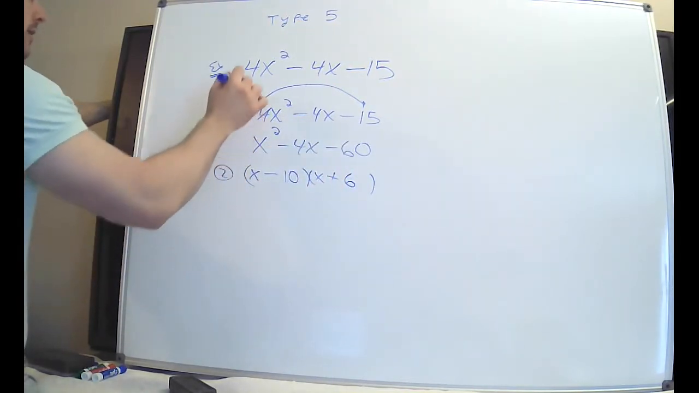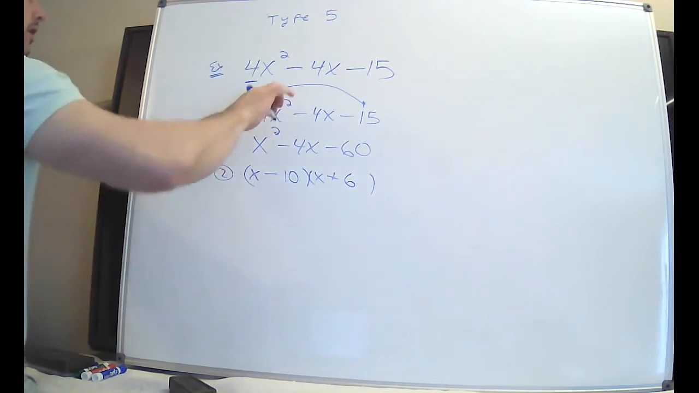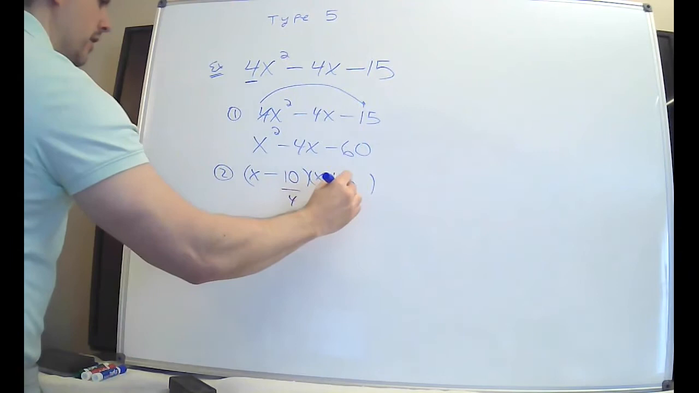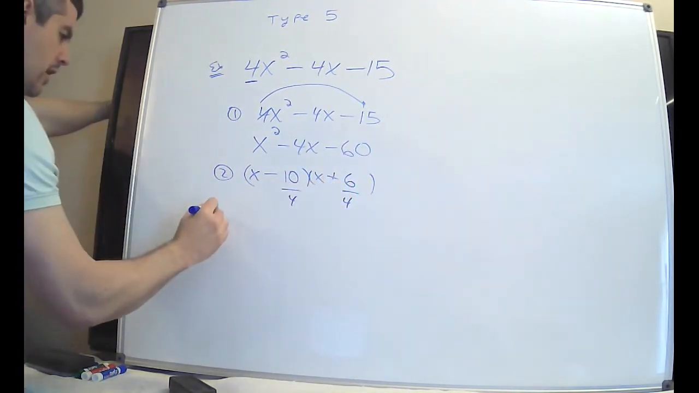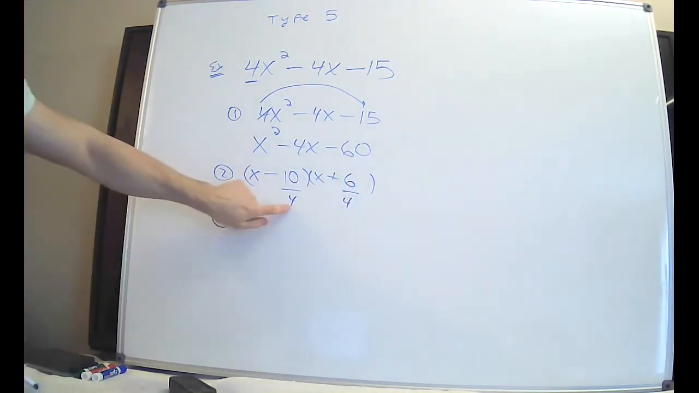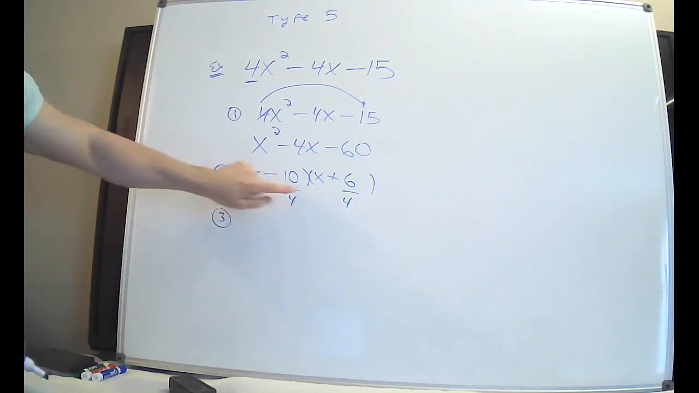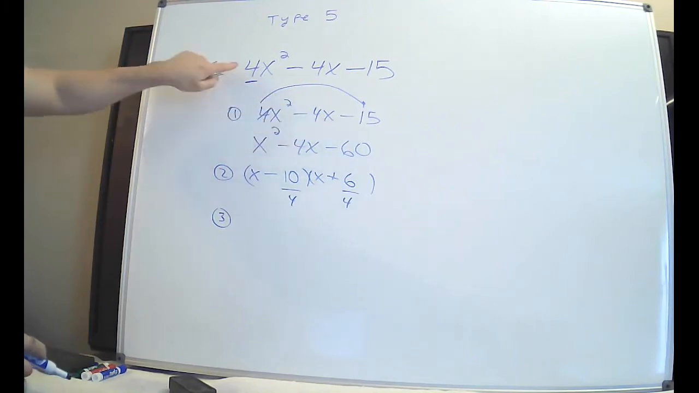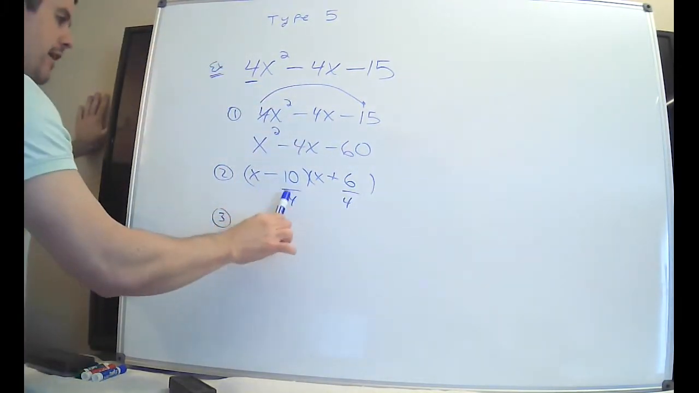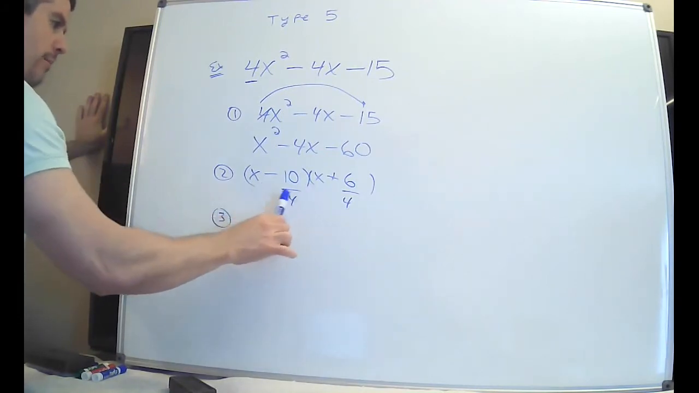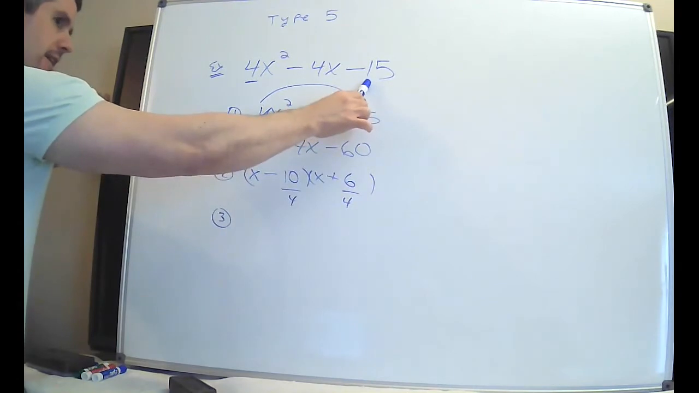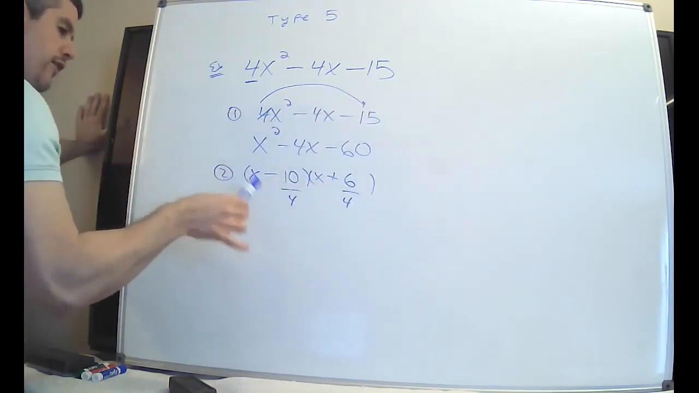Now, this is where it gets tricky. My original number was a 4. I multiplied this by 4, so I know I need to divide by 4. This is where it gets hard. If you try to move these numbers up now, you're going to have 4x here and 4x there. 4x times 4x is not 4x squared. And at the end, if you were to take this 4 up and this 4 up, you'd have a 10 there and a 6 there. 10 times 6 is not 15. So this doesn't work if you leave it like this.